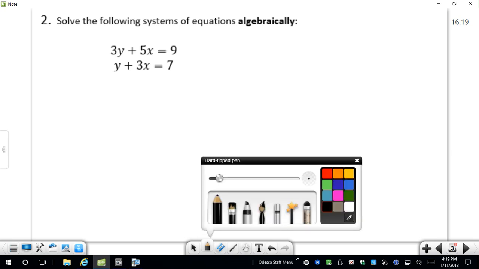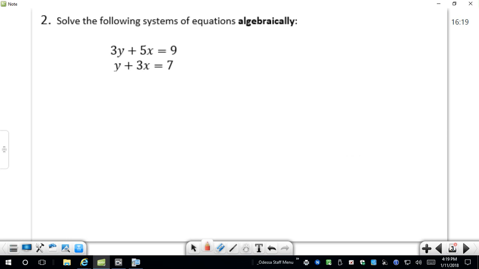Now, if you notice, these are what we call stacked and aligned. And when they are stacked and aligned, we want to use elimination. Recall that when we're using elimination, we want to get opposite coefficients in front of one set of variables. Oftentimes one of the variables is easier to eliminate than the other. In this case, if we look at the y's, we've got a 3 and a 1 in front of the y's, and in front of the x's, we have a 5 and a 3.